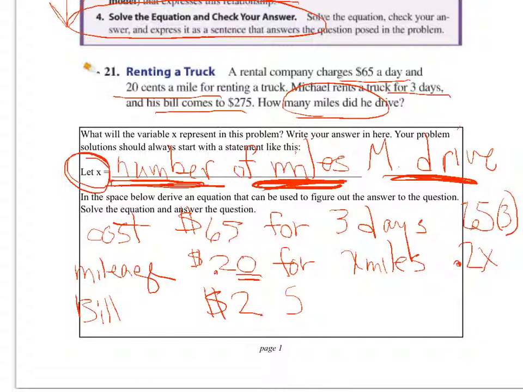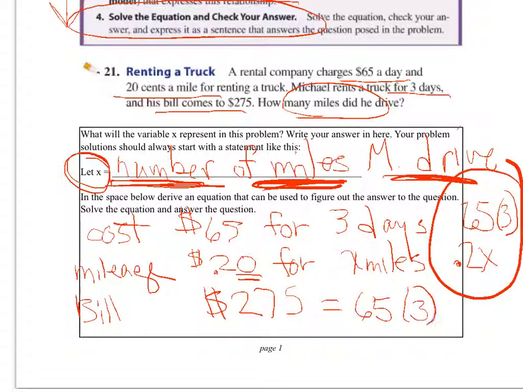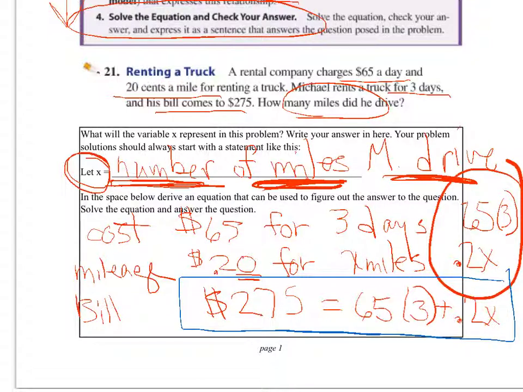$275. So that has to equal these two things added together: 65 times 3 plus 0.2 times x. And that is the equation that you can solve for x. Once you have that equation solved, you will know how many miles Michael drove.